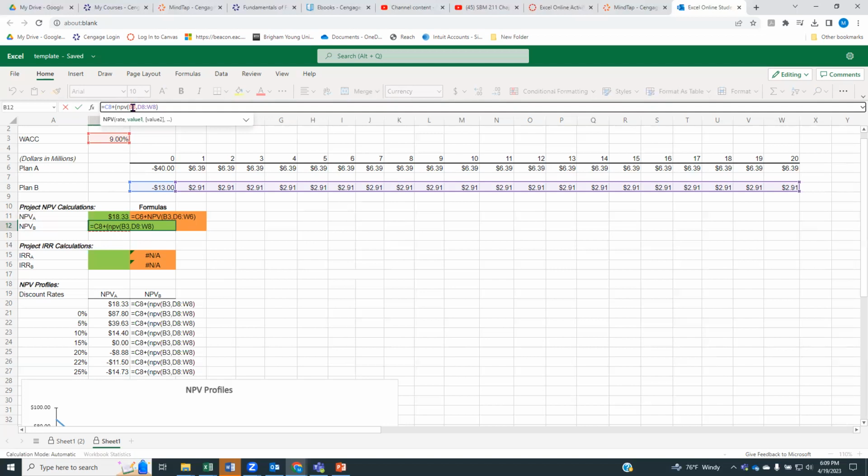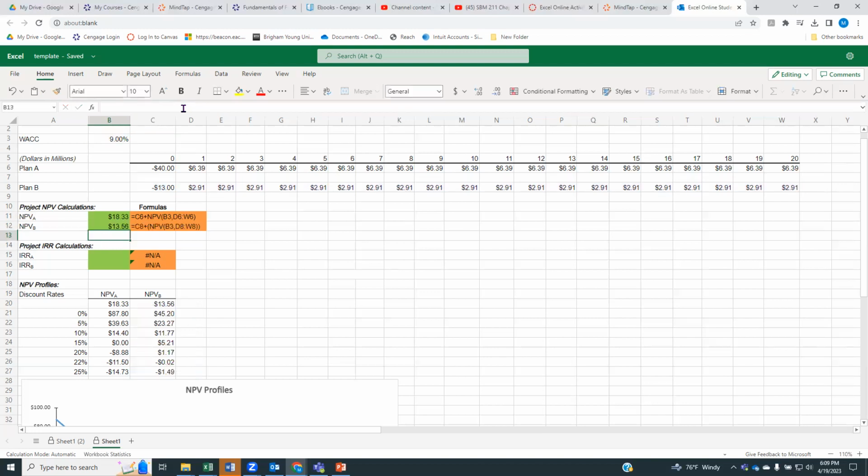NPV, rate, and then the values. Go ahead and try and re-highlight those. Maybe it just didn't like that I didn't put a second closing parenthesis. Aha, there it is. All right. So both of these have positive net present values, which means they're both beating our 9% target rate of return. But we can see investment A seems to have a slightly higher net present value.